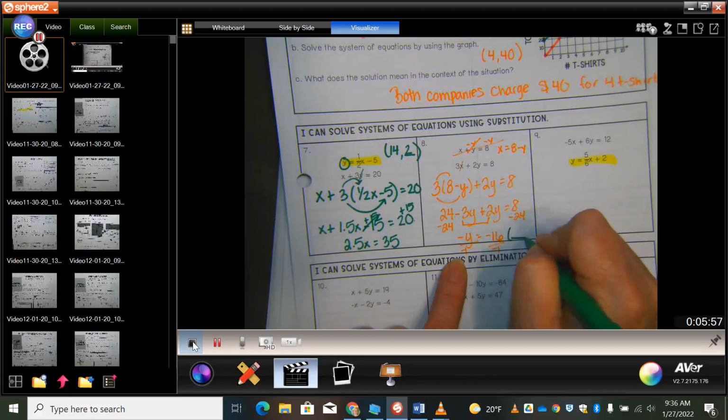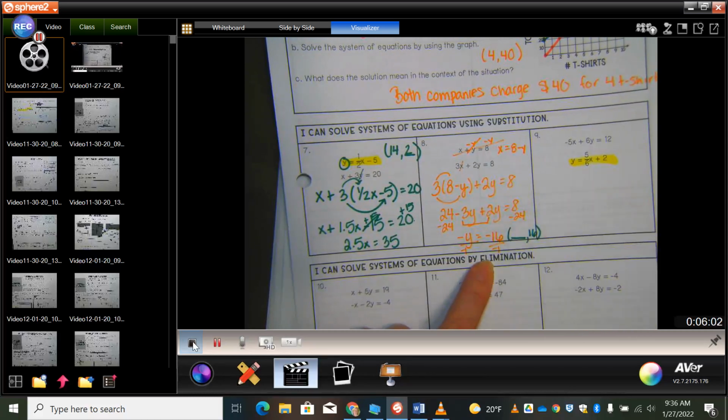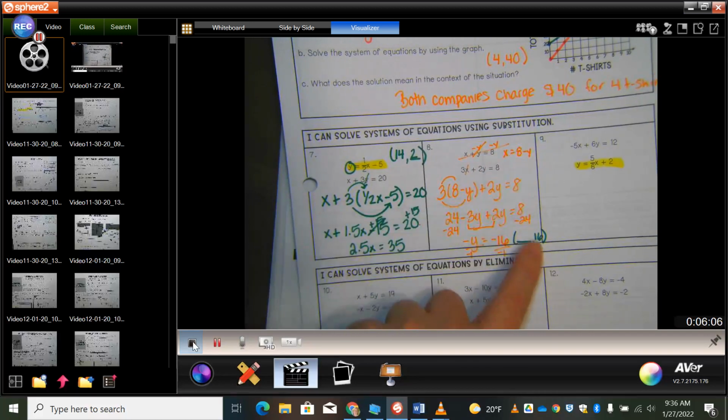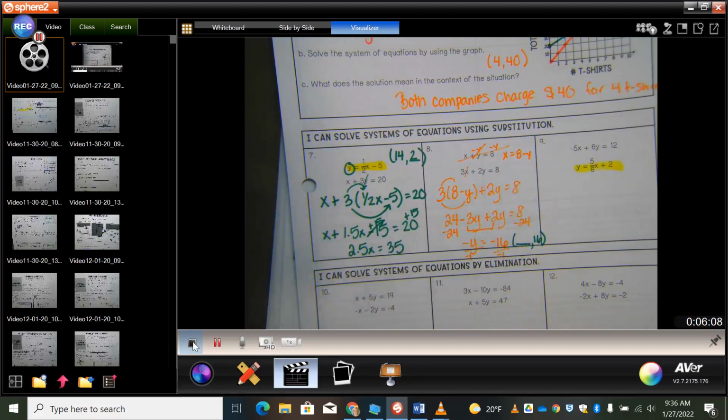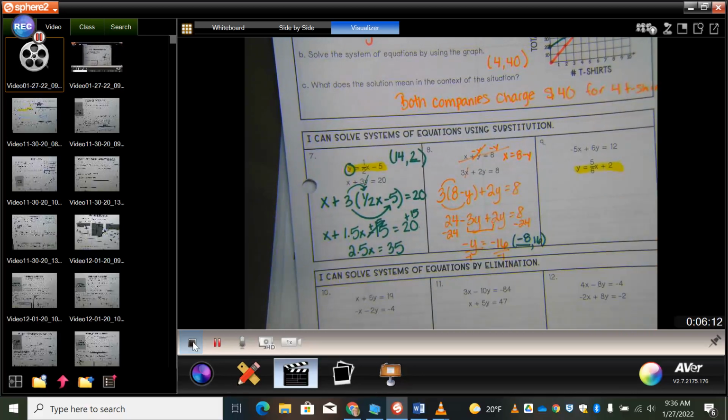Now it's not the x value, remember it is the y, and y is 16. If I know that y is 16, to get 8, I'm going to say 8 minus 16, because that's what y is. 8 minus 16 is a negative 8. That is the solution that I'm looking for.